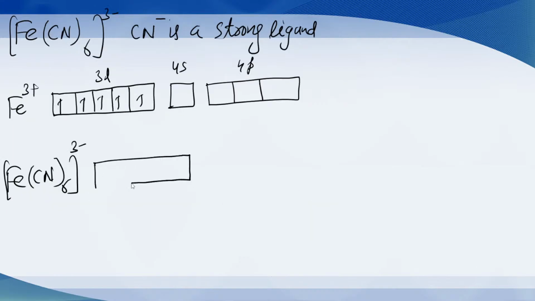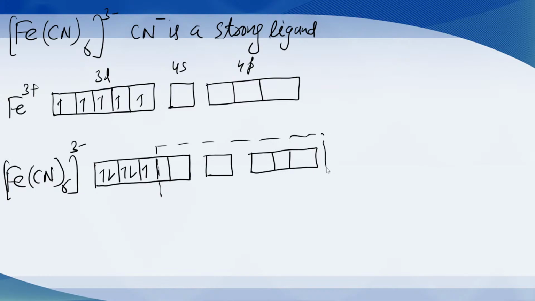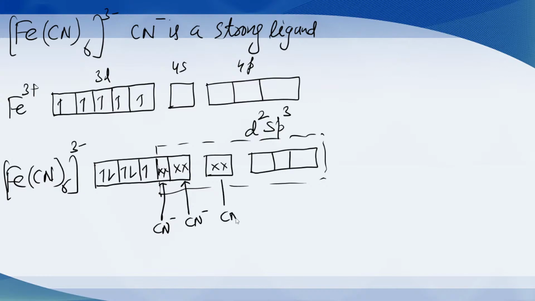So as pairing takes place, it becomes like 1, 2, 3, 4, 5. Now 2 3d orbitals are vacant, along with 1 4s and 3 4p. So now the inner d orbitals are used, and hybridization is d2sp3. These d2sp3 hybrid orbitals form coordinate bonds with cyanide.